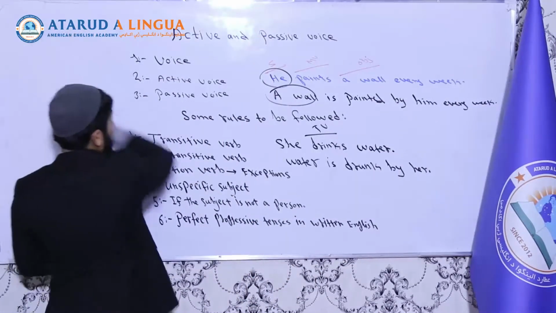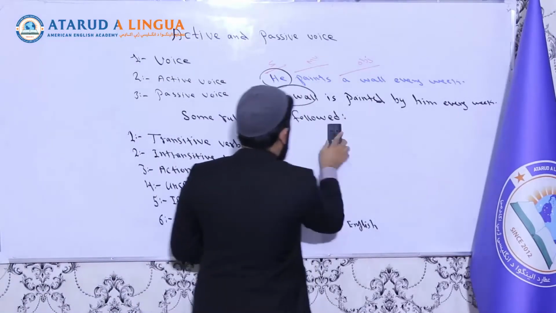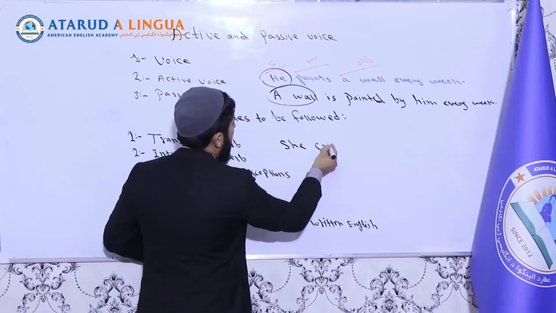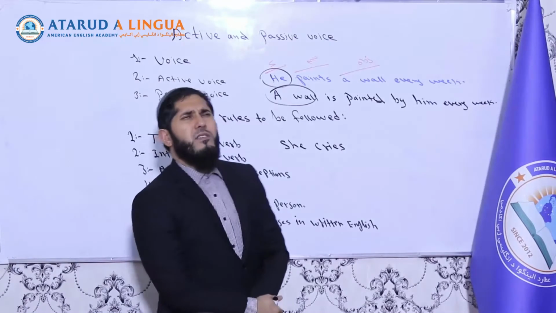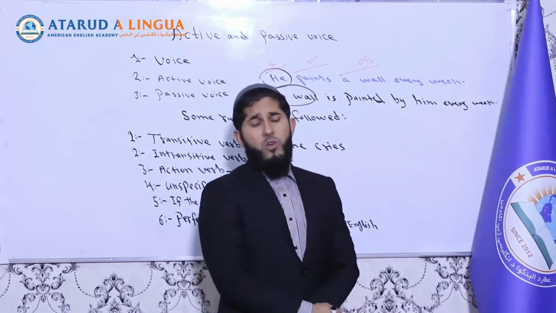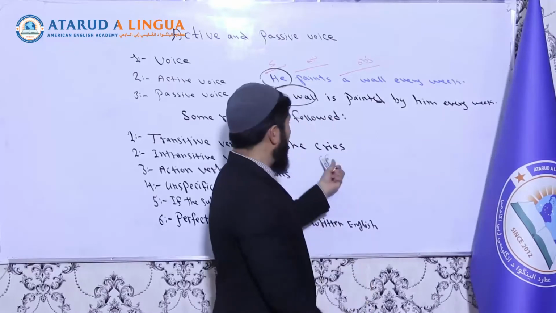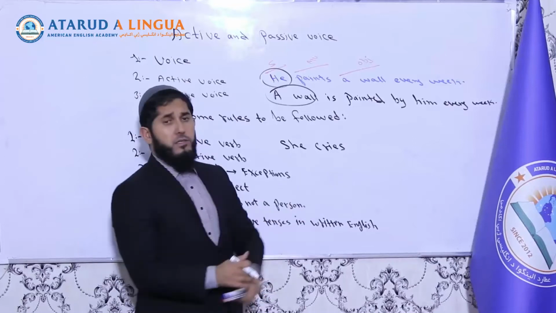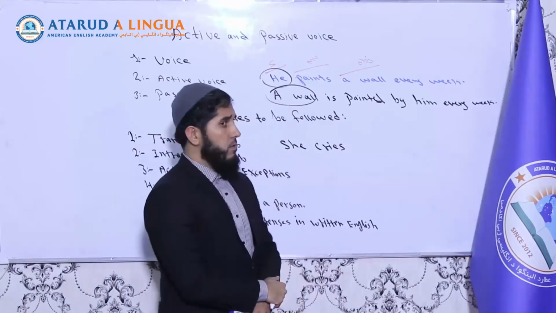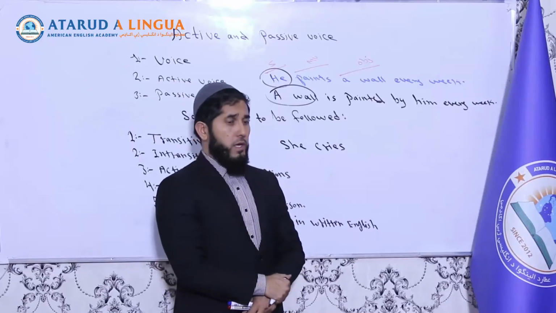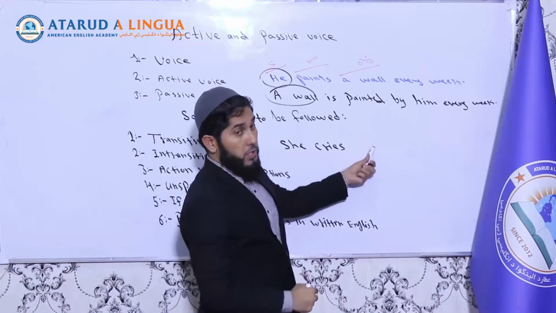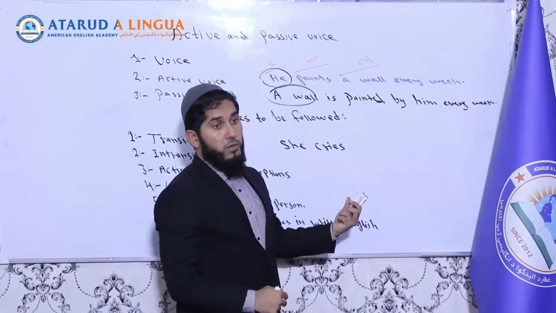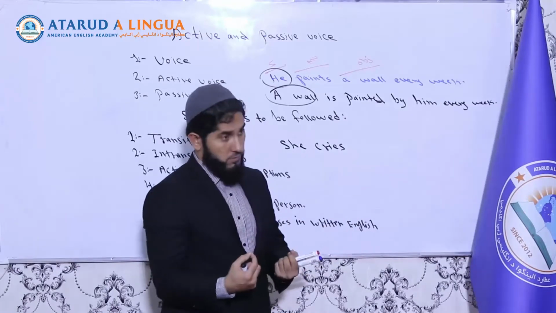Now, if I write something, for example, she cries. What do you think about this? She cries every day. She cries a lot. Does this verb need any object? No. Without taking an object, it gives a complete meaning. She cries every day. She smiles. Okay? And if there is an object, that is an object of a preposition, which means there should be a preposition and then an object, okay?